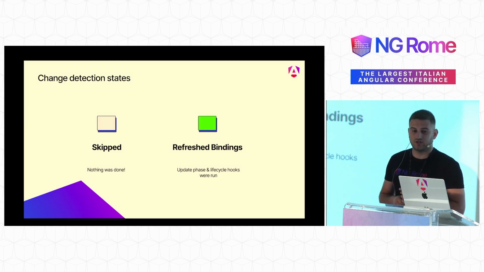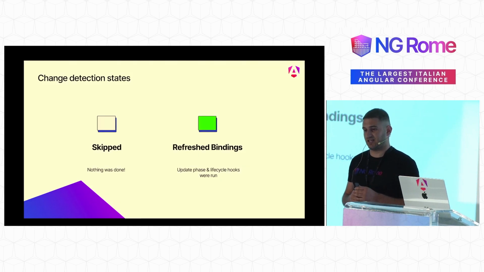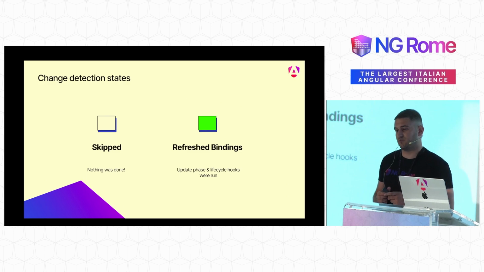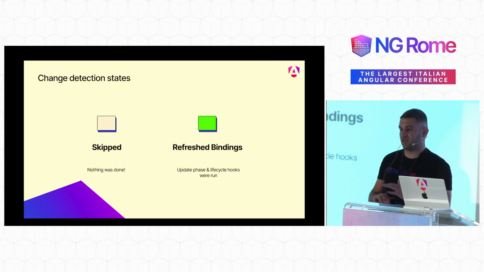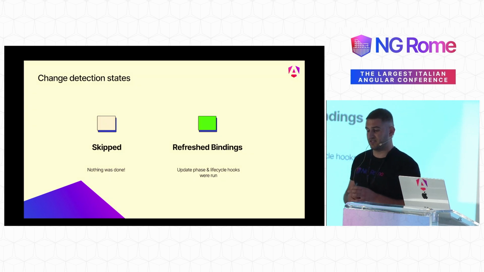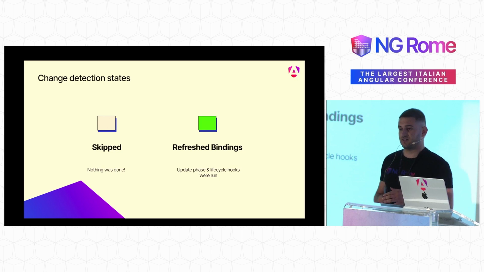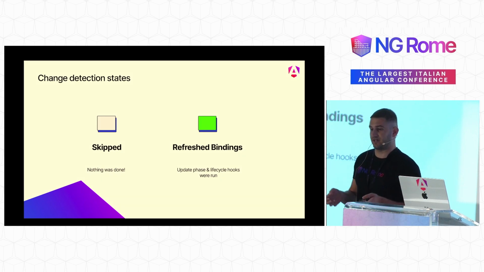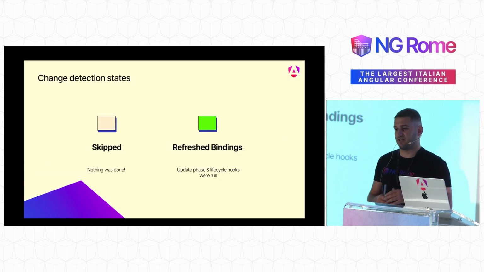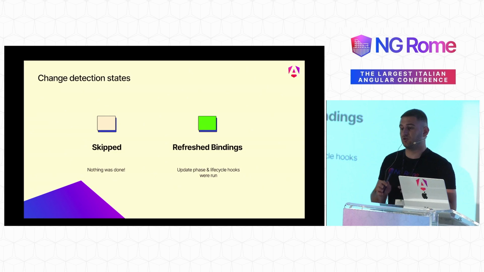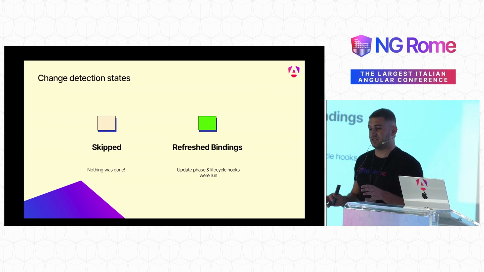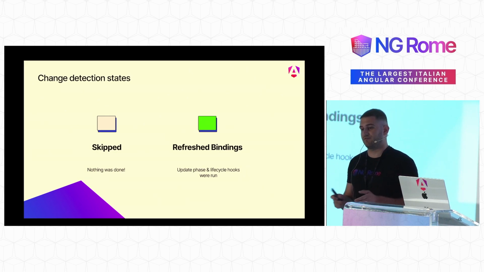One other thing we have to know now is some change detection states. Basically, there are two important states in Angular: the skipped state, where nothing was done, no check, no refresh, no DOM update, and the refreshed bindings. I say refreshed bindings because in Angular, there's no concept of rendering or re-rendering. Angular never recreates everything from scratch. It just checks what state was updated, and only applies those state changes to the DOM. But if the state wasn't updated, the DOM will never update.